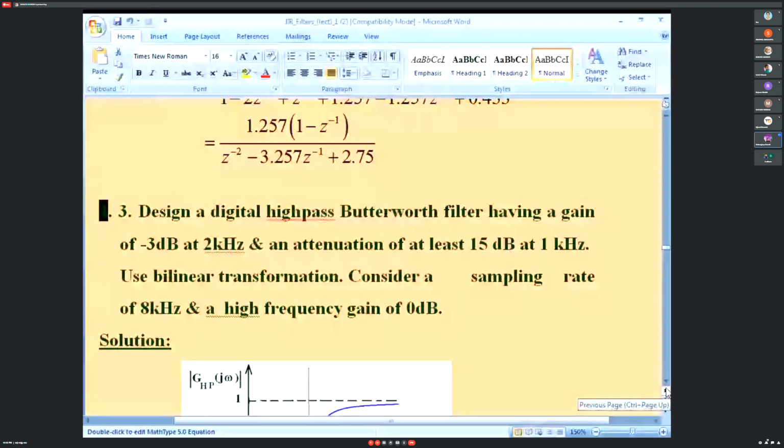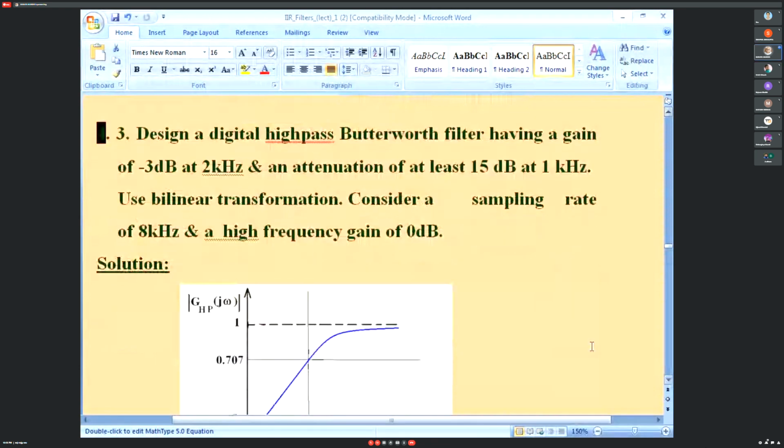Next problem is to design a digital high pass Butterworth filter having a gain of minus 3 dB at 2 kilohertz and an attenuation of at least 15 dB at 1 kilohertz. And you are asked to use bilinear transformation, obviously preceded by frequency pre-warping. And you have also been asked to consider a sampling rate of 8 kilohertz and a high frequency gain of 0 dB.